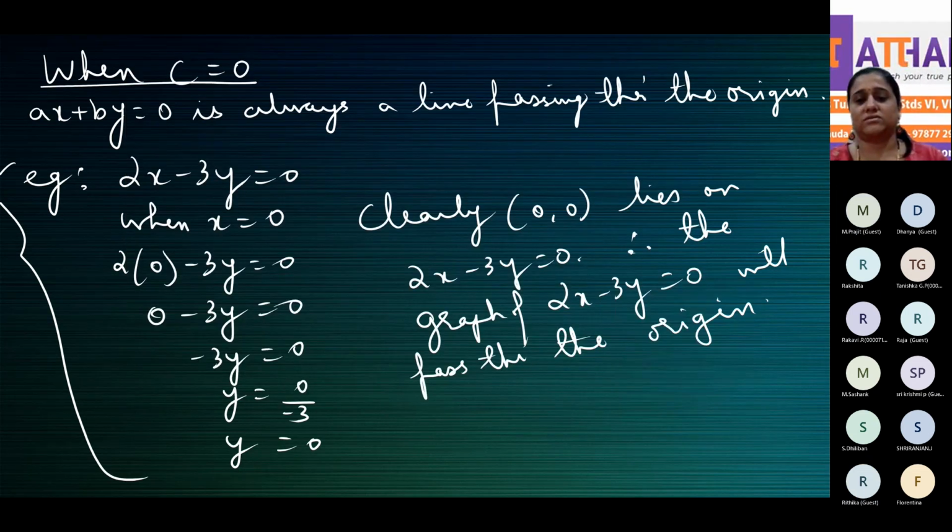Okay, very nice. Please make a note of this, children. Please write with the examples, because suddenly when you're revising, you'll be like, why if C is 0, it should pass through the origin. So when you look at this example, you'll be able to recall why. That is why an example.